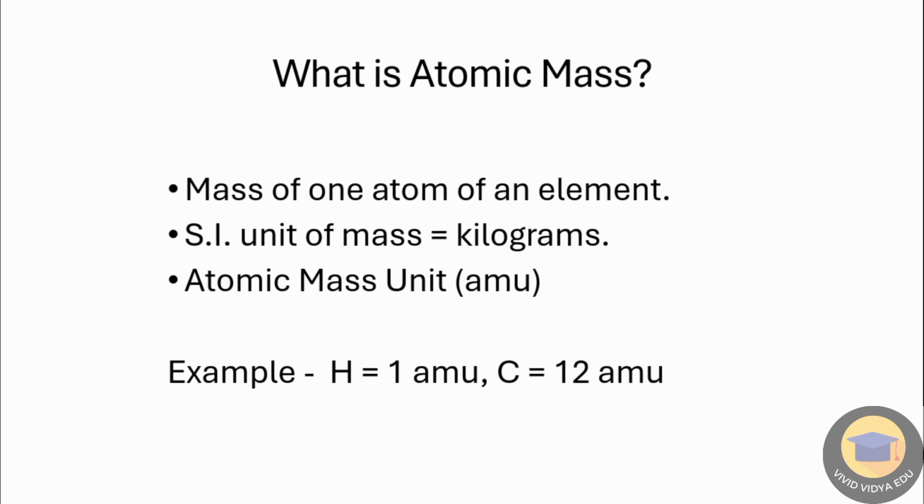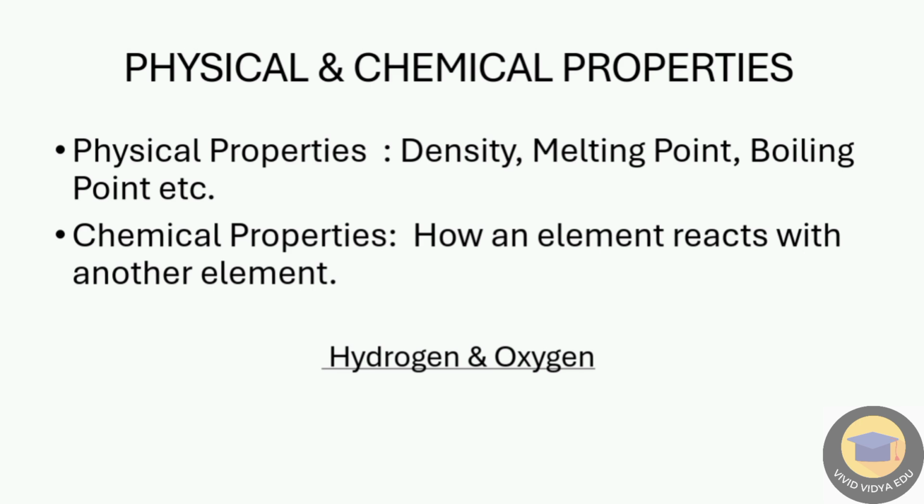Now let's talk about physical properties and chemical properties of an element. Things like density, melting point, and boiling point of elements are its physical properties, whereas chemical properties are how an element reacts with other elements, especially with hydrogen and oxygen, because they are highly reactive and form compounds with other elements. Mendeleev used the formulas of oxides and hydrides to group the elements together.